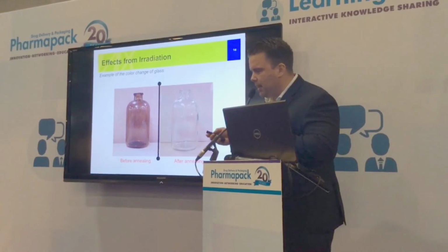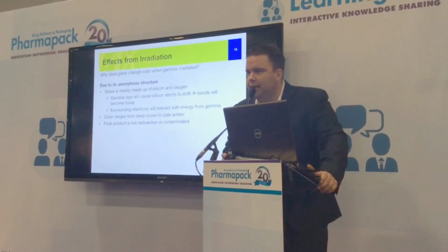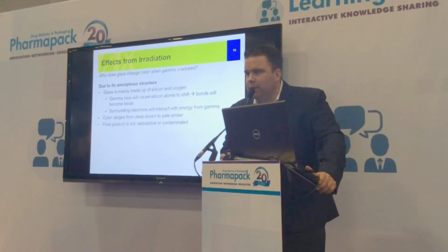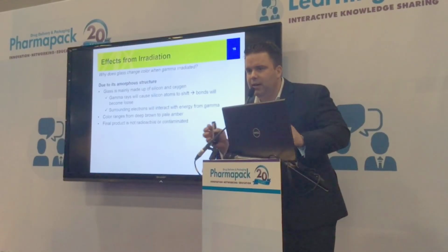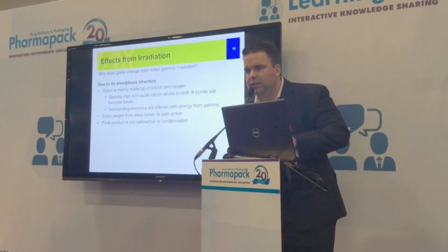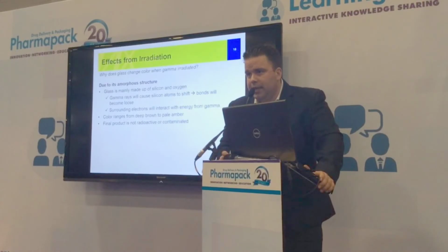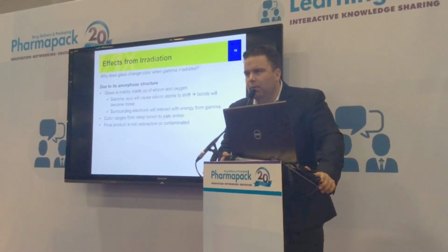And that goes back to my last slide, where I mentioned that glass is not a crystalline structure. Glass is an amorphous structure, and anytime you have the gamma rays interact with the silicon atoms, you'll have the shifting of bonds. You'll actually cause the silicon to become loose, and this will cause the glass to change its color. It's important to note that if you do get color change, it's not radioactive, it's not contaminated. The only thing it would affect is, I guess you could say, your marketing ability.